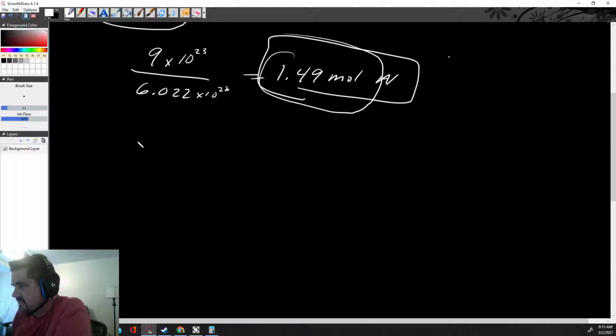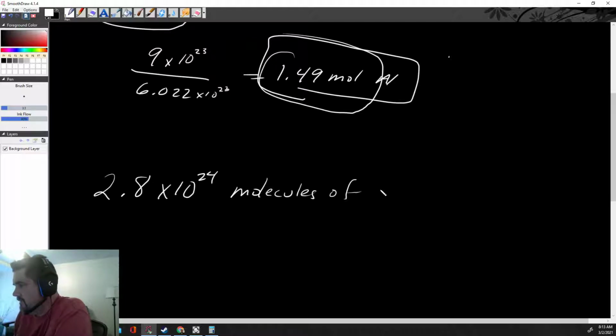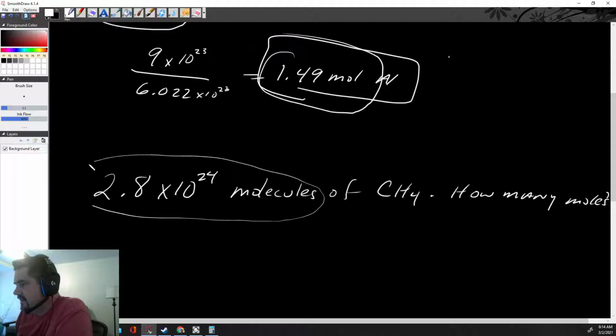Now let's look at one more quick example, pretty much the same thing. If I said I had 2.8 times 10 to the 24th molecules of CH4, how many moles is that? Well, once again, notice I don't really care if it's CH4 or whatever. I just care about how many molecules I have right here. This is what I really care about.